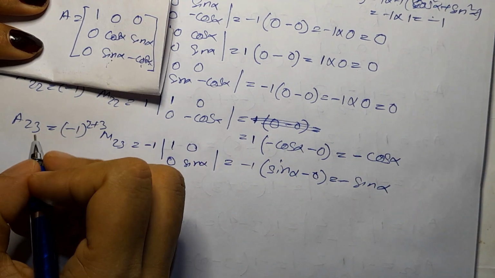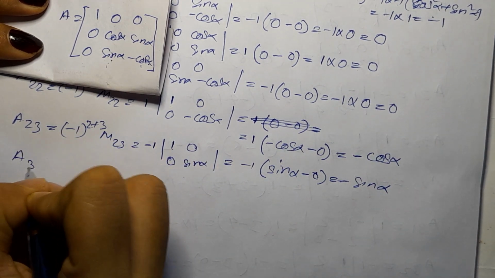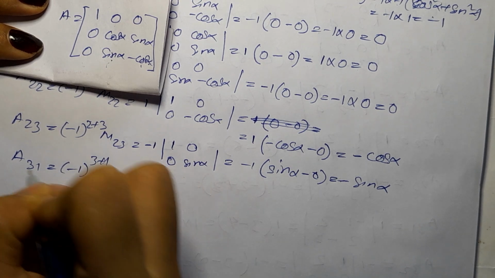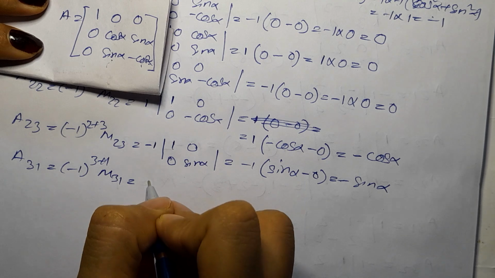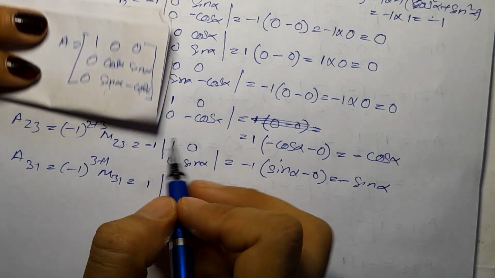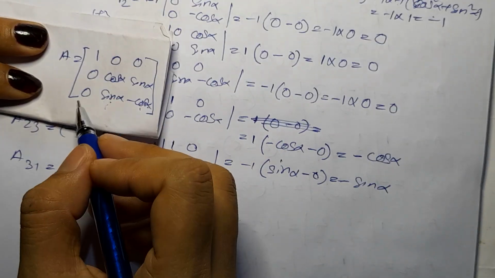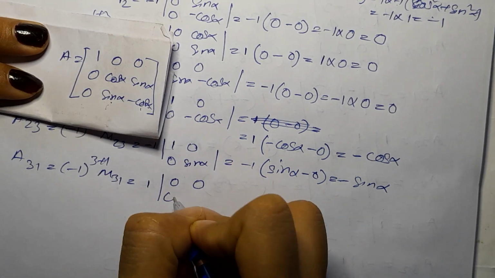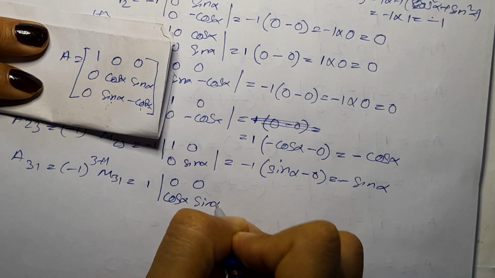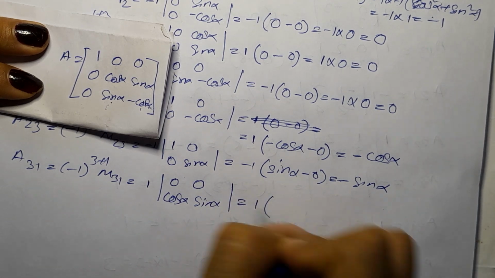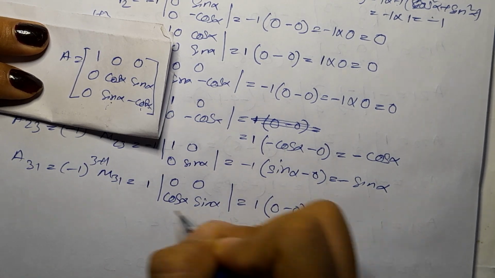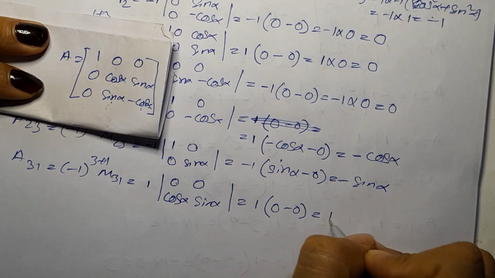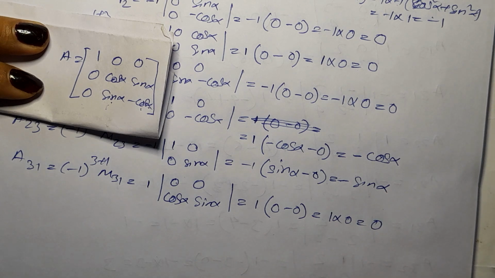Now second row complete, now third, that is A31, (-1)^(3+1) M31, it will give positive here. Eliminate the third row and first column: 0 0 cos alpha sin alpha. So equal to 1 bracket 0 minus 0, because cos alpha into 0, sin alpha into 0 is 0, so 1 into 0 is equal to 0.